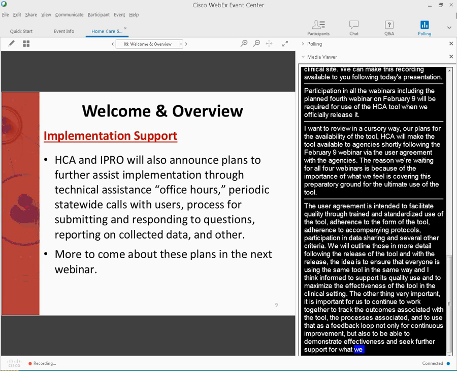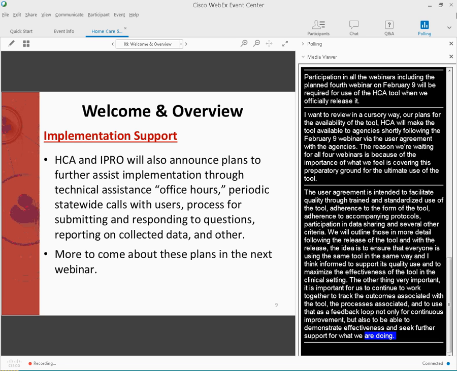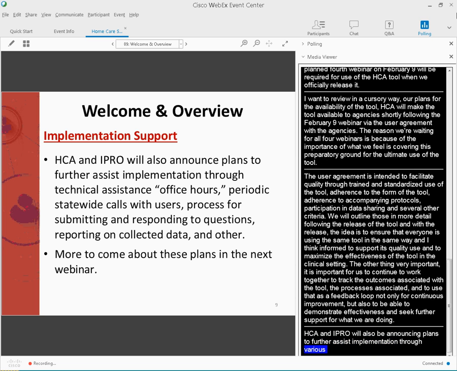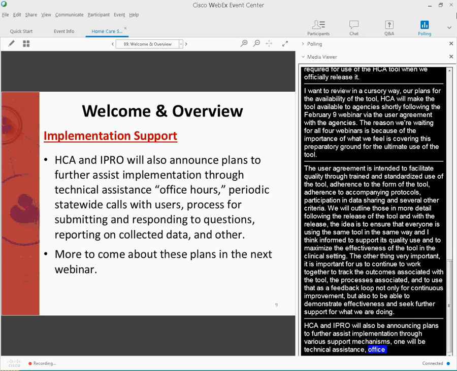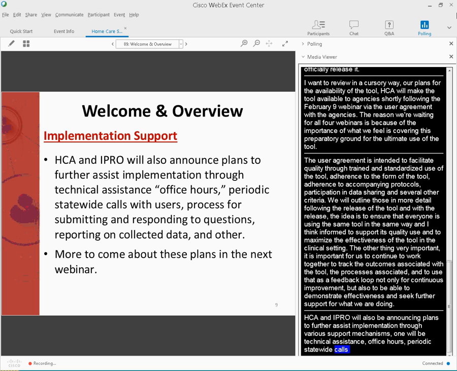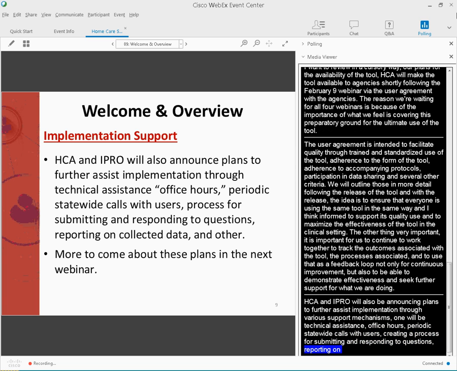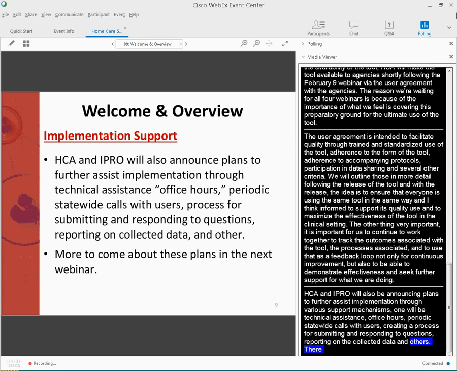HCA and IPRO will also be announcing plans to further assist implementation through various support mechanisms. So whether it will be technical assistance, office hours, periodic statewide calls with users, creating a process for submitting and responding to questions, reporting on the data that's collected, and others. And again, there will be more to come about these plans in the next webinar and following the next webinar.